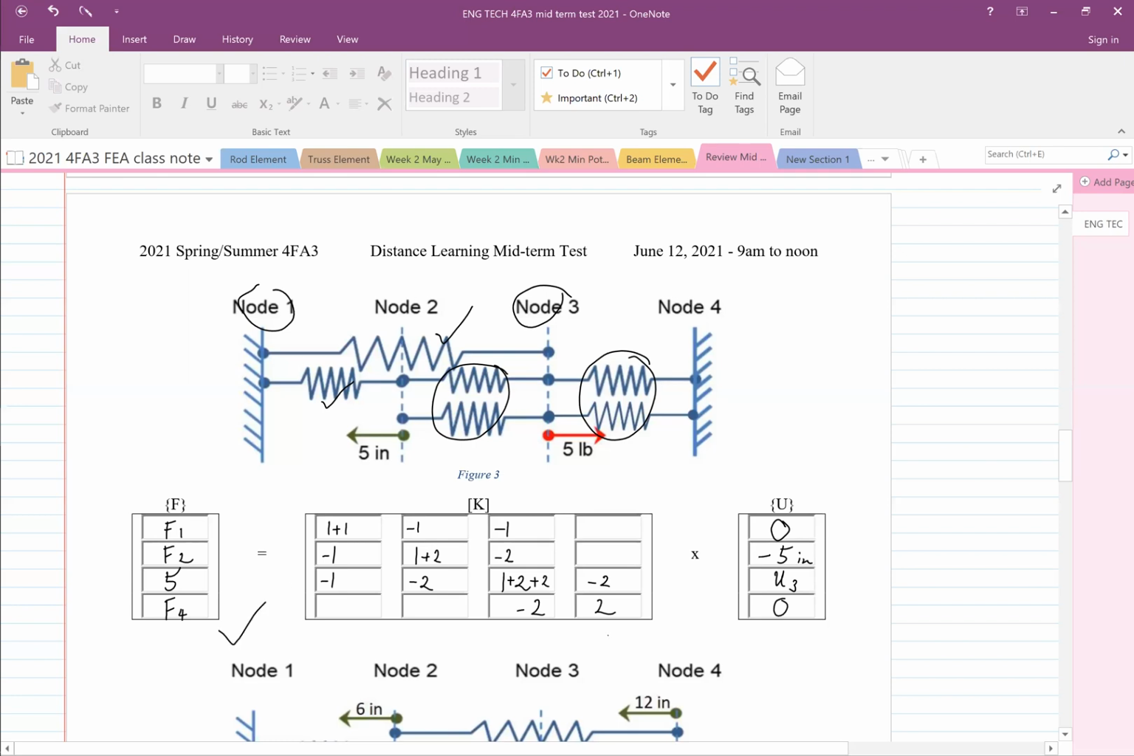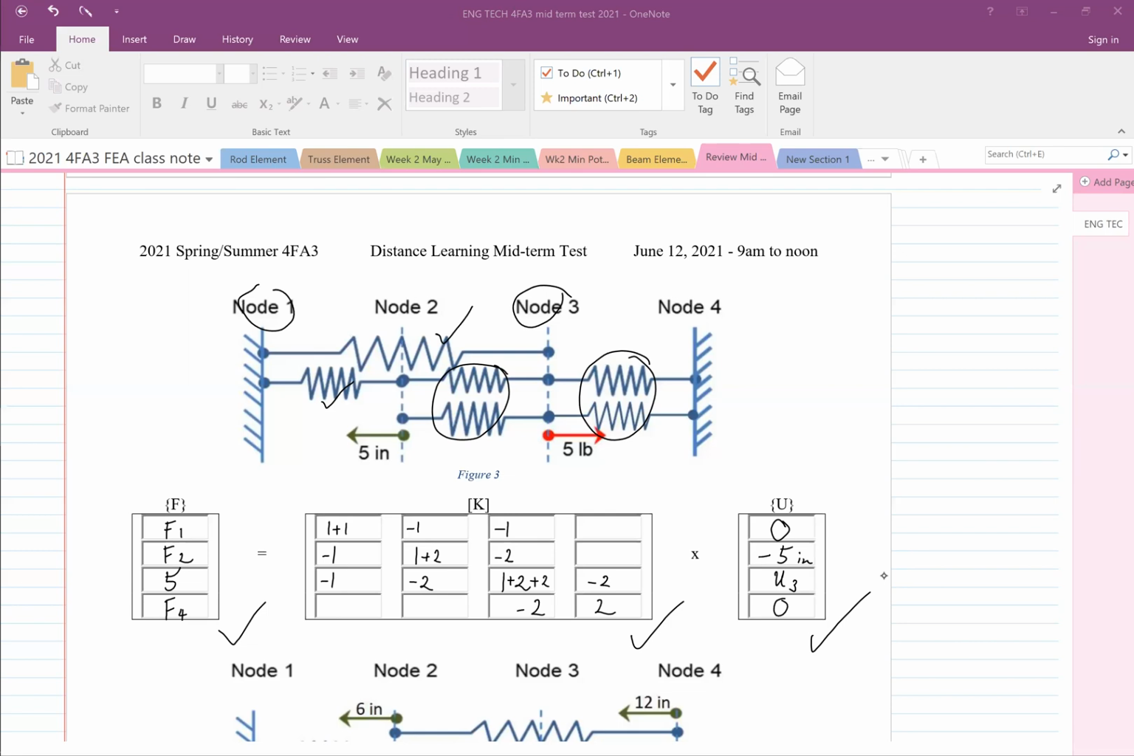Okay, another one done. I need some feedback. How are you so far? Do you have any questions? How come we have F2? Supposed to be 0, right?